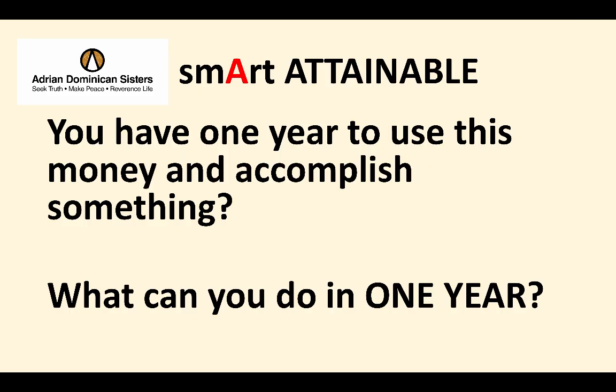The third aspect of SMART goals is that they have to be attainable. You may wish to change the world, we all do, but realistically, you have 1 year to use this money and accomplish something. What can you actually do in 1 year? The goal must be something you are capable of attaining.